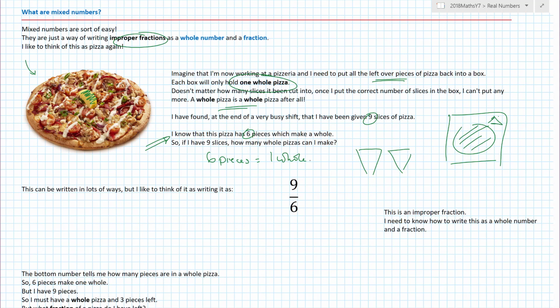Well, this can be written in lots and lots of different ways, but I like to write it as I got here. I've got 9 pieces of pizza, which I have to then make sure that I split them into 6 wholes. All right, I've got to try and fit that into a box that contains 6. Well, can you see that this here is improper? Yes, or top heavy, because the top number is bigger than the bottom.